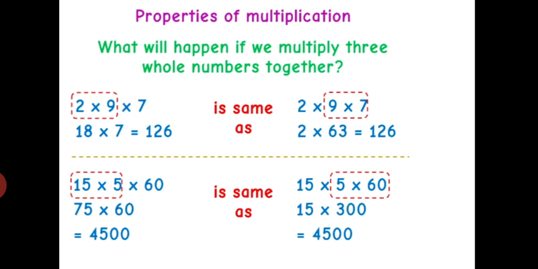Let us take another example. 15 cross 5 cross 60. At first we shall multiply 15 by 5 and after that multiply by 60. The answer is 4500. In the same way, 15 into 5 into 60. Here at first we shall multiply 5 by 60 and then the resulting number by 15 and the answer is the same, 4500. So this property is called associative property.